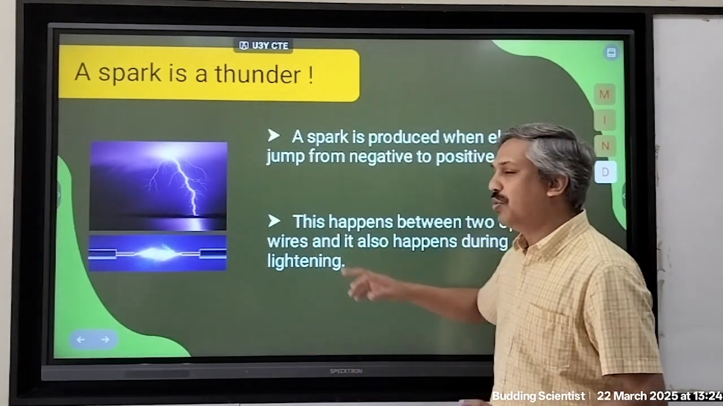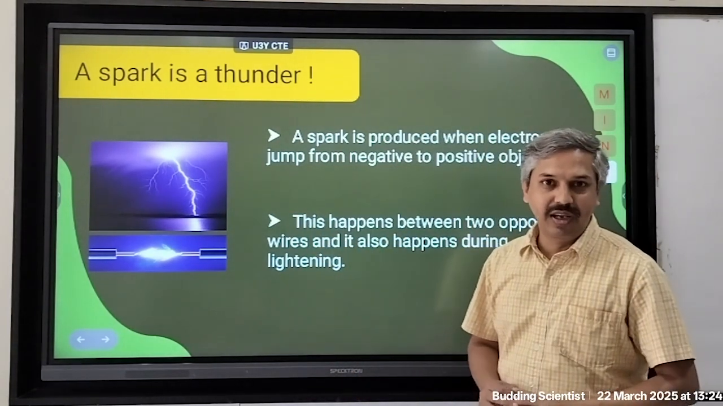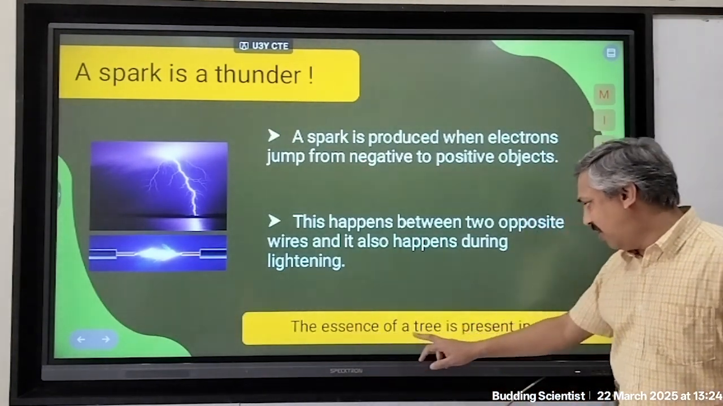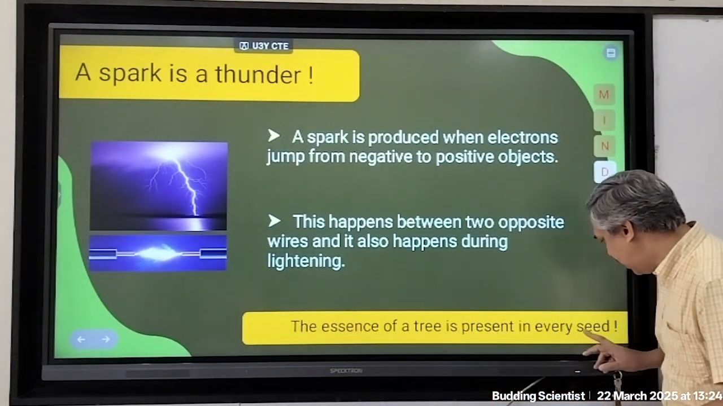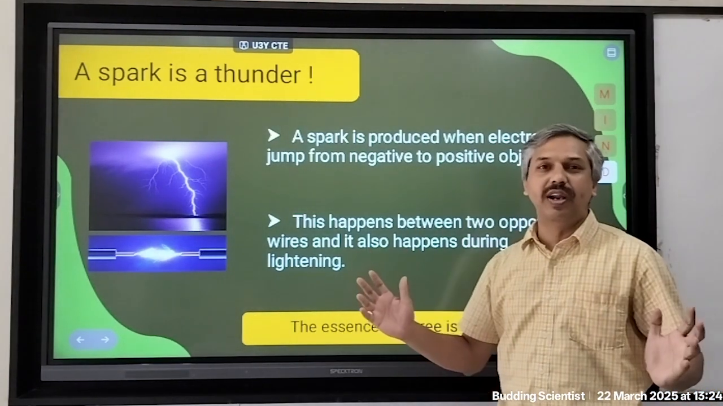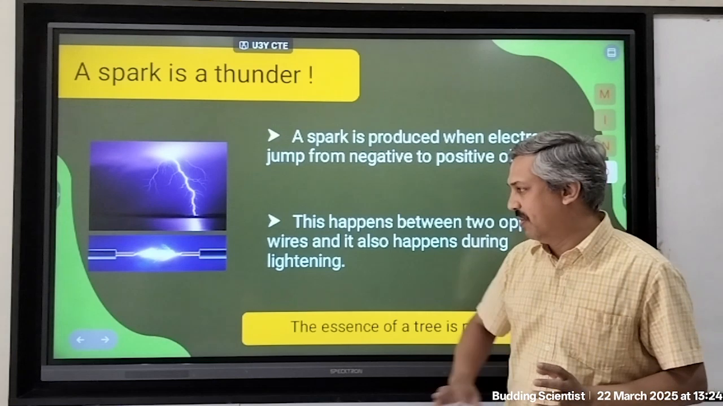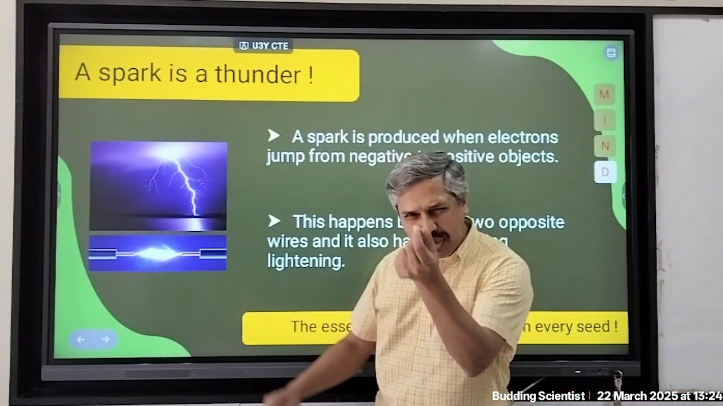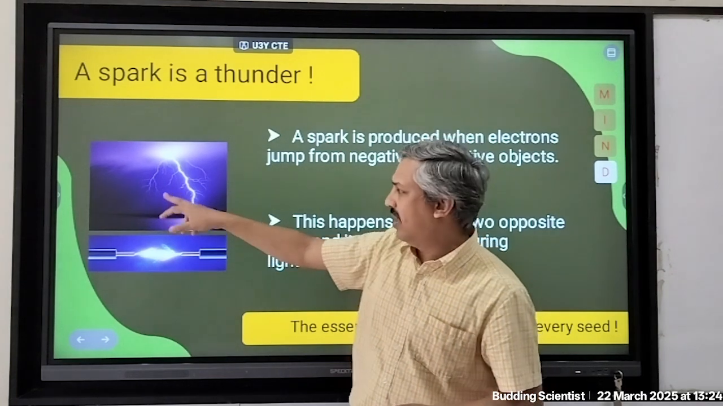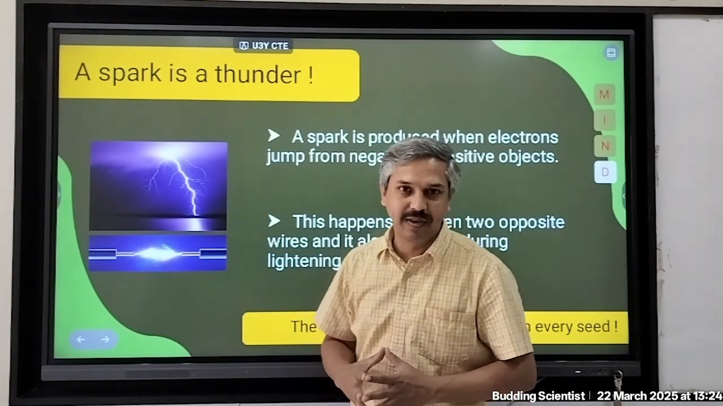The moment this was realized by John Dalton, he was ready with his theory. The essence of a tree is present in every seed of a tree. The small seed will grow into a tree itself. In principle, they are the same. Just like this one, a very small spark is basically the same as the entire huge lightning.